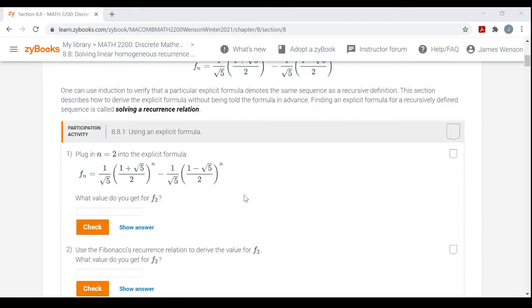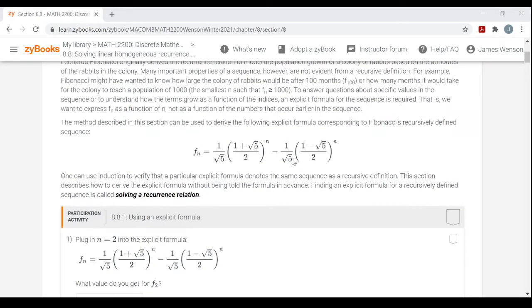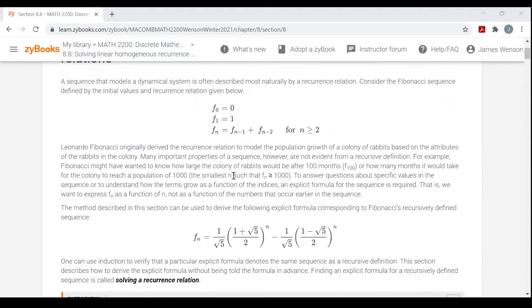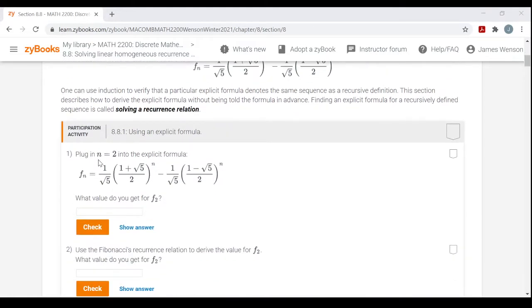Now what they're asking you to do here is plug in, just to show you that this actually works. It's actually a good explicit formula for the Fibonacci sequence. They're telling you, hey, plug in 2 for n and see what you get. What's f sub 2? I'm going to do that on some paper real quick.